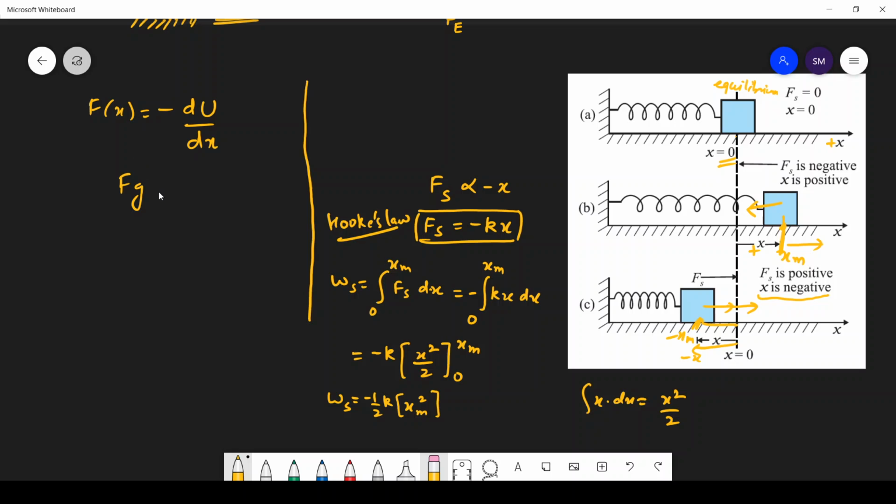Now what was your Fg? Like here. Your Fg was minus mg, because this direction you are taking positive and this direction you are taking negative. So it is minus mg. Now Fg is equal to minus mg. You can take dx or you can take height, that's your displacement, delta h or dh. So it is a small work you are doing.